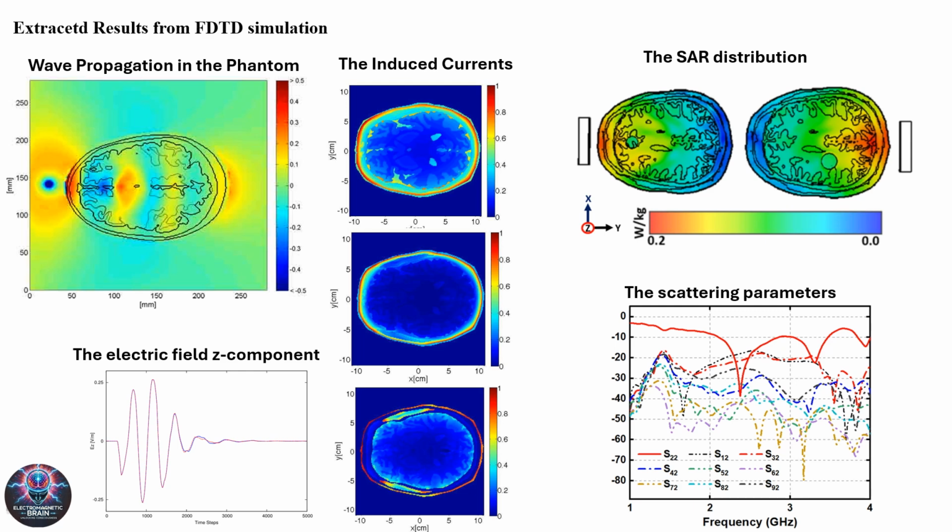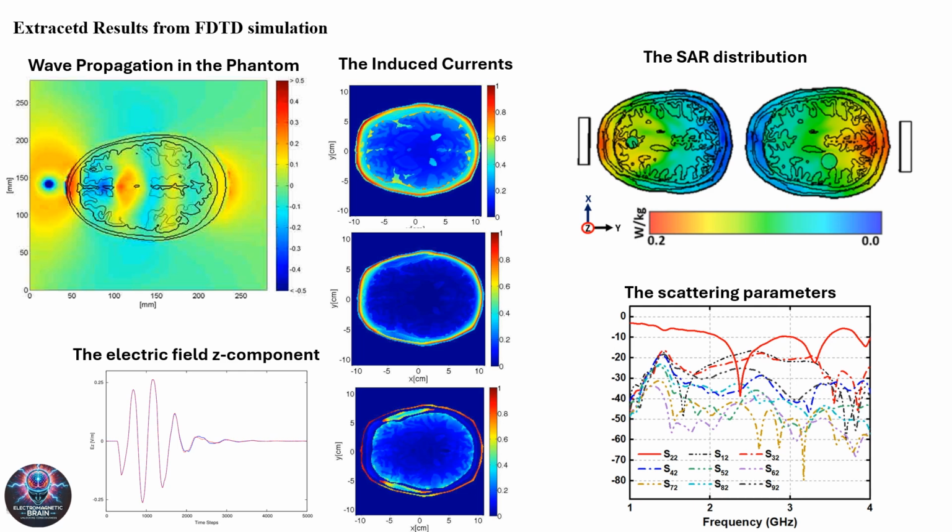The middle column displays the normalized induced currents for different operating frequencies: 1 GHz, 2.5 GHz, and 4 GHz. These results are crucial for understanding the interaction of electromagnetic waves with different tissue types at various frequencies. On the right side of the slide, the specific absorption rate, SAR, distribution is shown. SAR is a critical measure for ensuring the safety of the human body against harmful radiation. Since the proposed antenna is positioned near the head model, calculating and analyzing the SAR is essential.